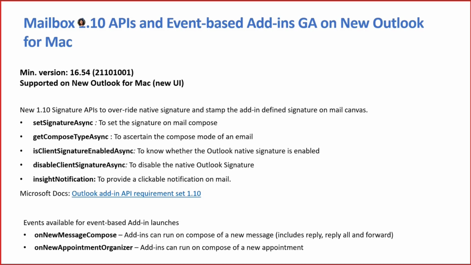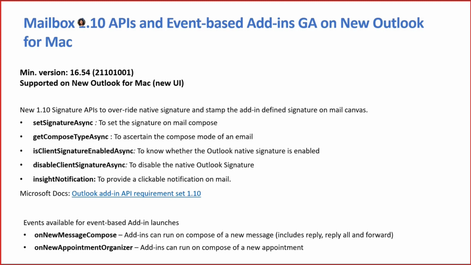And for the event-based add-ins, the events that are available on Outlook for Mac today are OnNewMessageCompose and OnNewAppointmentOrganizer. So these are the two events available today. We are presently working on the 1.11 APIs, and that should also be coming up pretty soon for you.